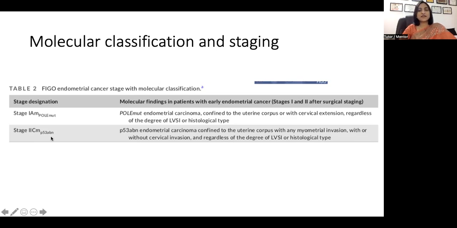This means there are two kinds of women with a diagnosis of endometrial cancer, one who has undergone molecular classification and one who has not undergone molecular classification. If she has not undergone molecular classification, you will not use the staging. If she has undergone molecular classification, if she is stage 3, 4, you will not use the staging. If she is stage 1, 2, you will check if she fits into any of these, then you will reclassify.